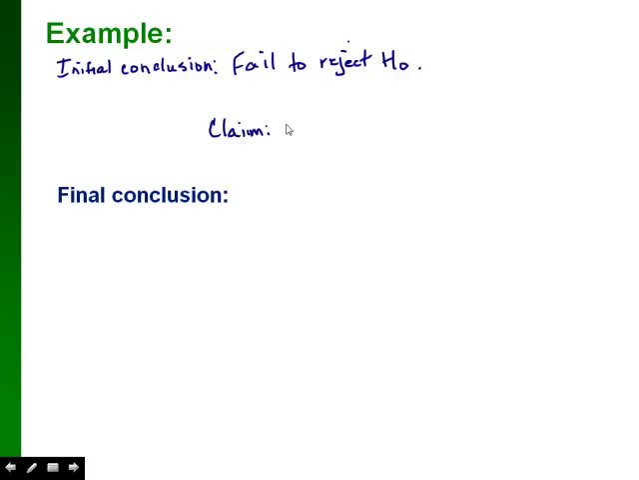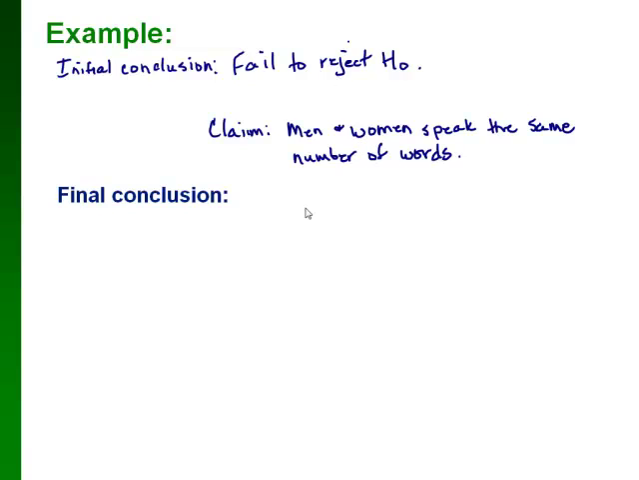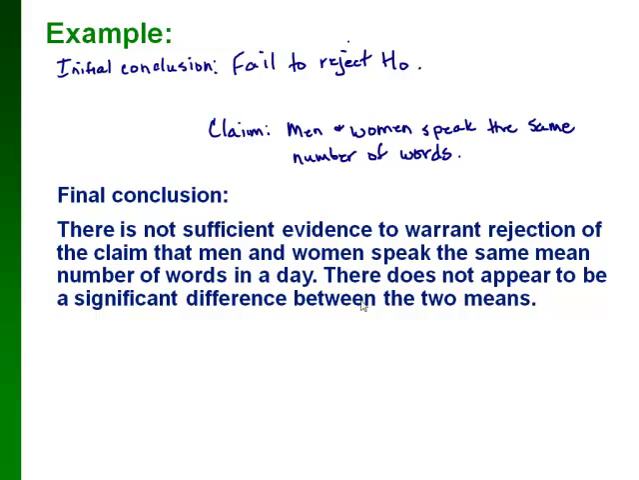was that men and women speak the same number of words in a day. So by failing to reject this, that means that we have enough evidence to support this. So here's one way you could word your final conclusion: that there's not sufficient evidence to warrant rejection of our claim. And there was a question that went along with this too, and this answers that. There does not appear to be a significant difference between the two means.